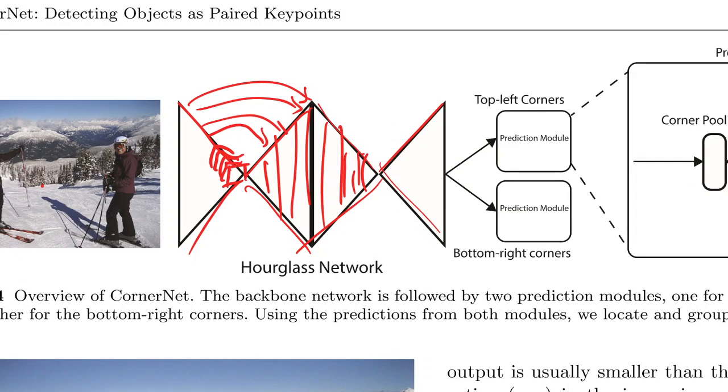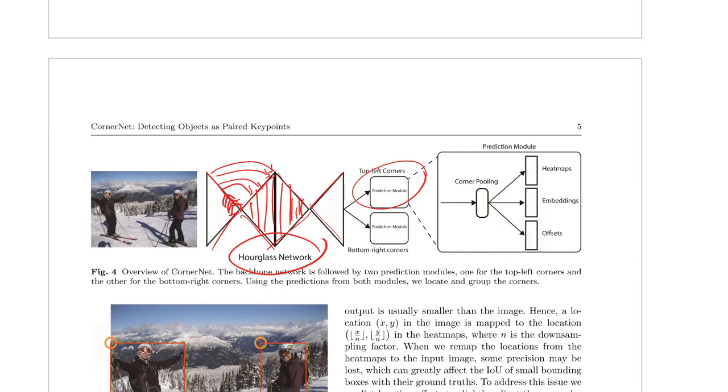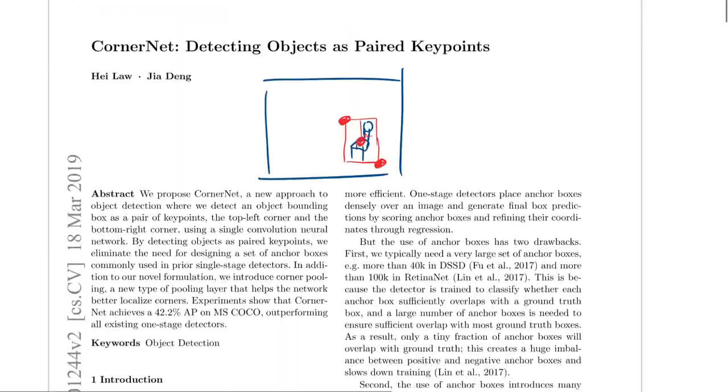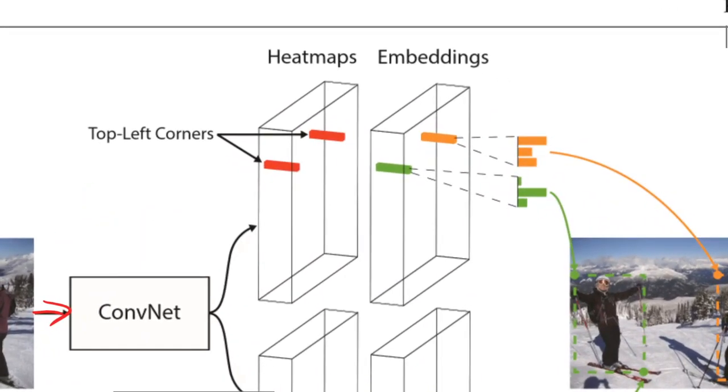But then after this hourglass CNN, you get to these prediction modules. Now let me switch back to the top drawing. Because ultimately, what you want as an output of these prediction modules is two things. So first of all, you want these heat maps. And these heat maps will simply tell you where the corners are, okay?